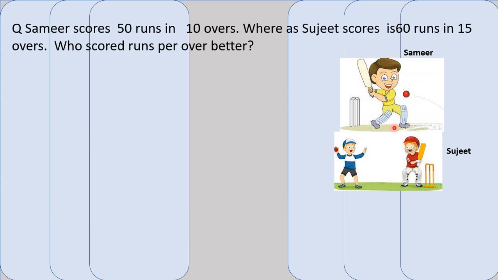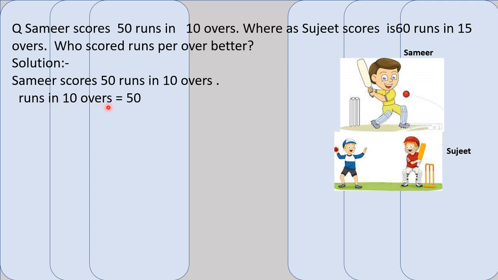Let us take one more example. Sameer scores 50 runs in 10 overs, whereas Sujit scores 60 runs in 15 overs. Now here, can we compare whose score is better per over? So let us find out. As given, Sameer scored 50 runs in 10 overs. So what is the run in 1 over? We have to find out. By the unitary method, we can find it out.